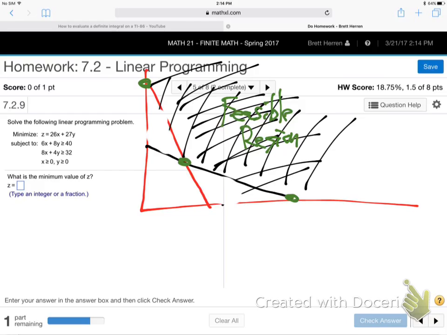How are we doing? I feel like I'm just talking and talking. I need a little feedback here. I need nods yes or nods no or words.